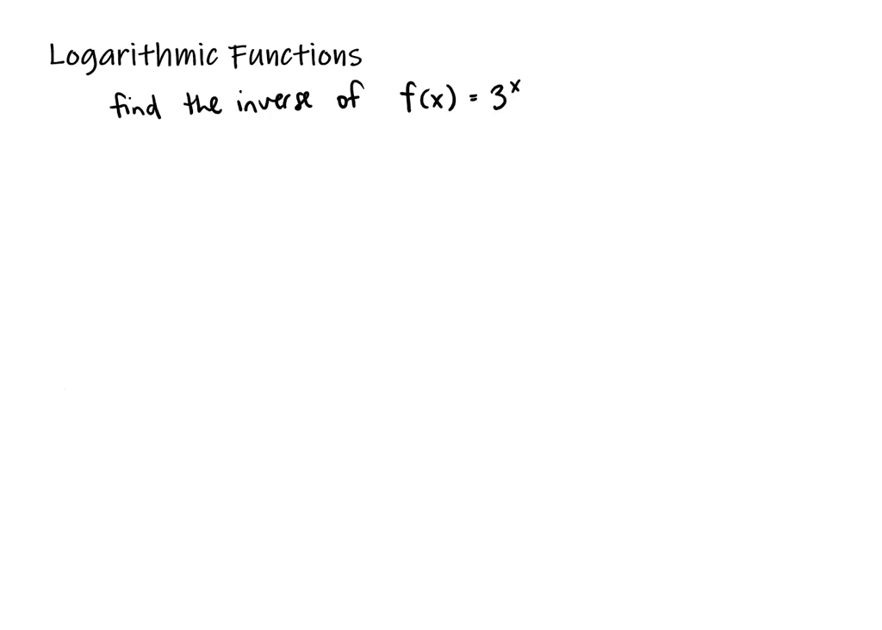The first step we're going to do is change the f of x to y, and we're going to say y is equal to 3 to the x. And then we want to switch our variables. So at this point we have the inverse function in implicit form. x is equal to 3 to the power of y.